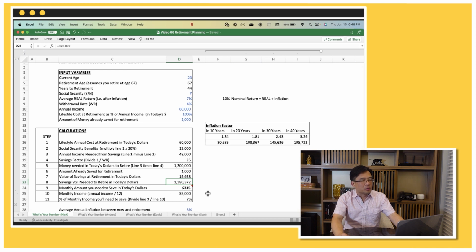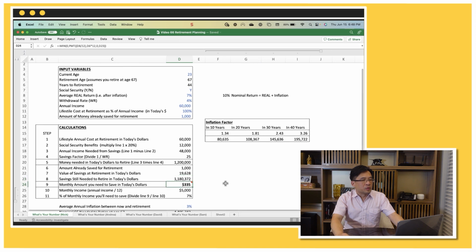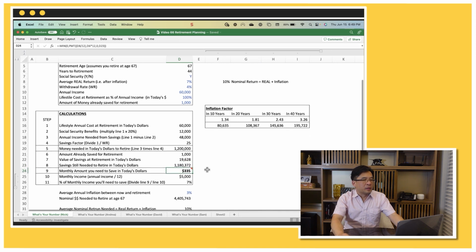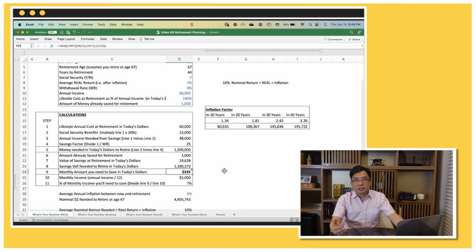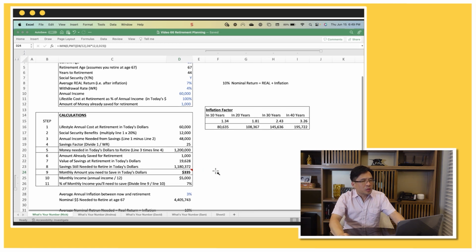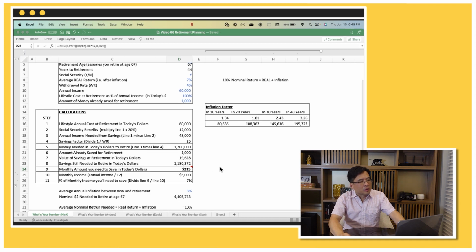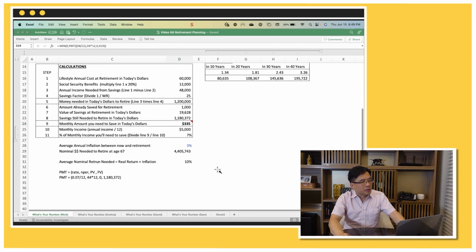$1,180,372 to go. And in order to do that, we use the Excel model, and based on the calculation, he will need $335 a month. That is the number. That is his monthly number, his monthly bogey to be able to retire in 44 years from now. So how did we come up with this number? Well, let me show you the formula.